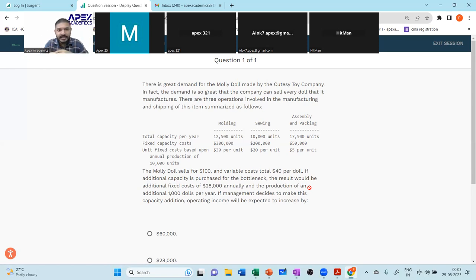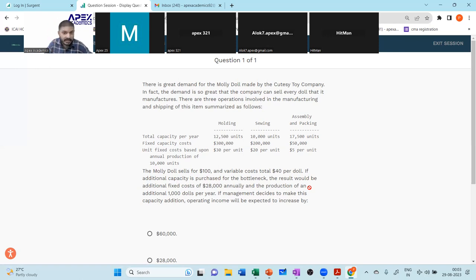In fact, the demand is so great that the company can sell every doll that it manufactures. That's the kind of pull the company has. It has 3 operations involved in the manufacturing and shipping of this item. These are overheads. Be very clear in your mind. These are not direct materials. These are not direct labors. These are overheads. What are they? Molding, sewing, and assembly and packing. Each one of these overheads has a total capacity.